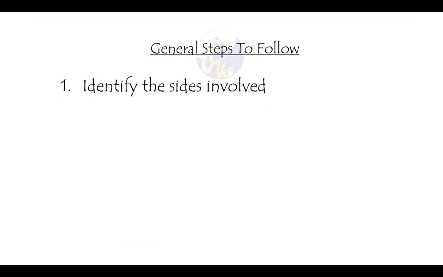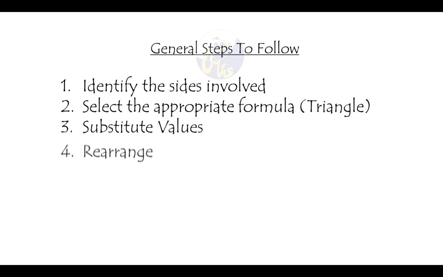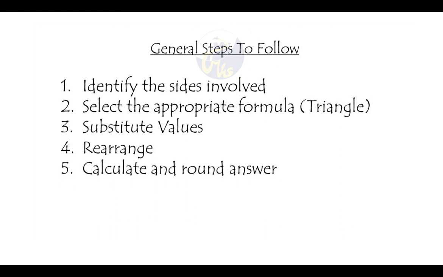Firstly, identify the sides involved, particularly the 2 main sides that are in the problem. Select the appropriate formula or triangle using the sides that you know that are involved. Substitute values and rearrange if you're using a formula. If you're using the triangle, the rearranging will already be done, and then you substitute in the values. Calculate and round your answer as appropriate at the end.